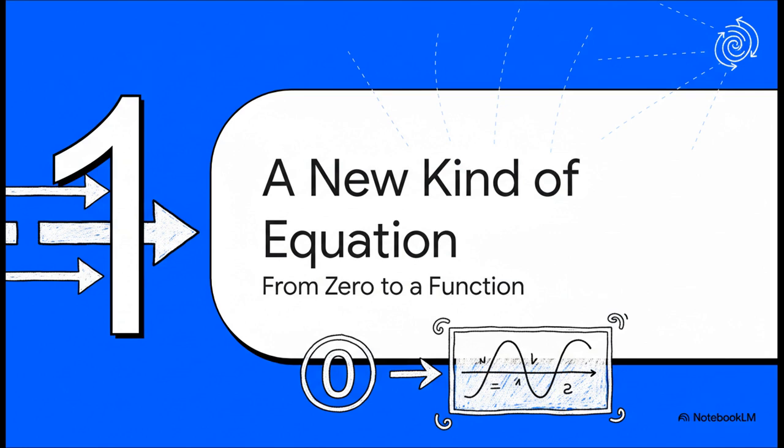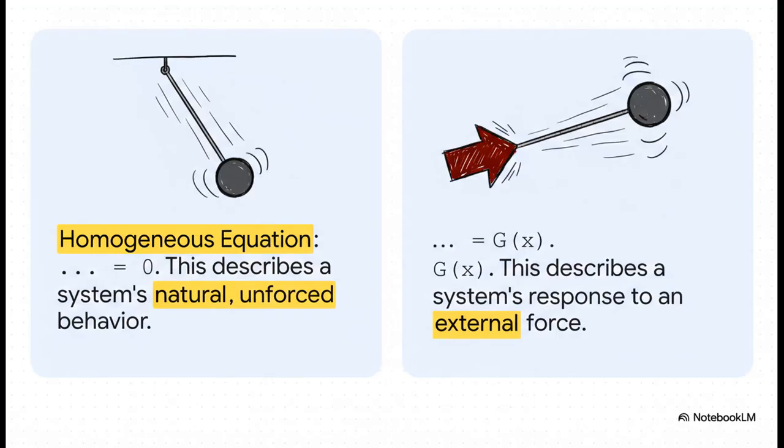So what's the big deal here? Well, up until now, our equations have pretty much always been set equal to zero. Today, we're throwing that zero out and replacing it with an actual function. We call this the forcing term, and it lets us see how a system actually responds when it's being pushed or pulled by something.